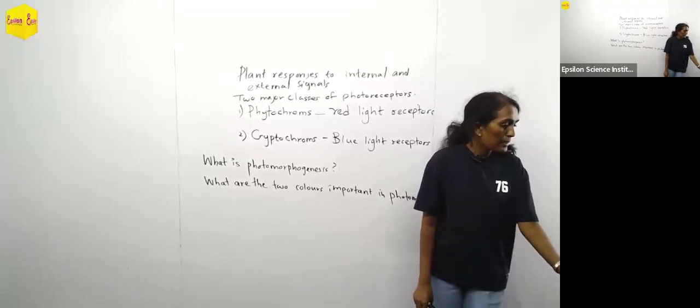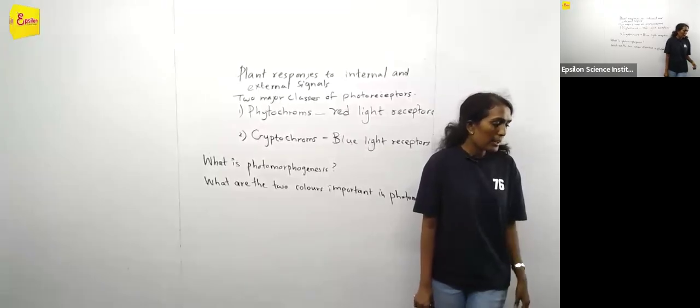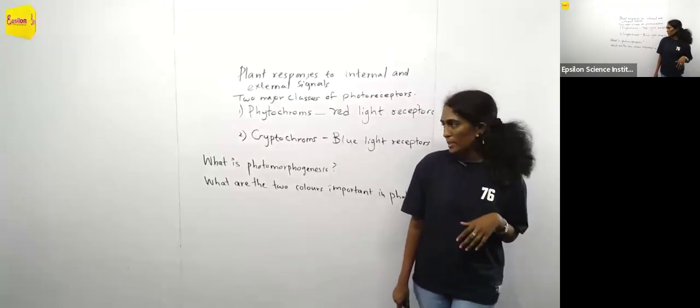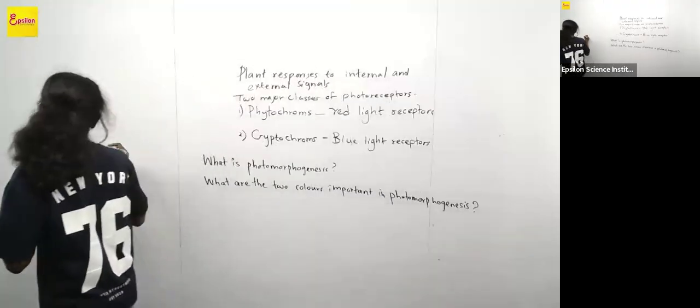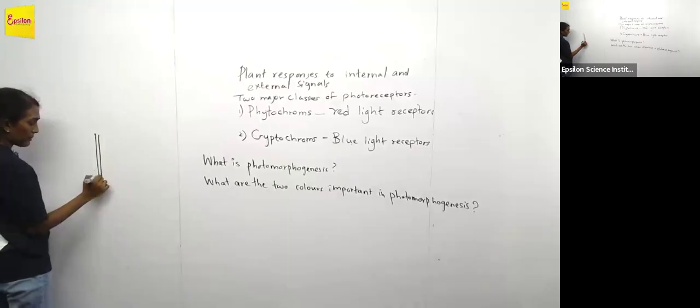It says during seed germination, when the seedling breaks ground, there is light-induced slowing of hypocotyl elongation. What's the meaning of that? In a plant, let's say this is the plant, these two are the cotyledons.